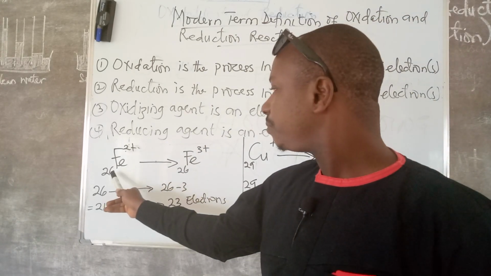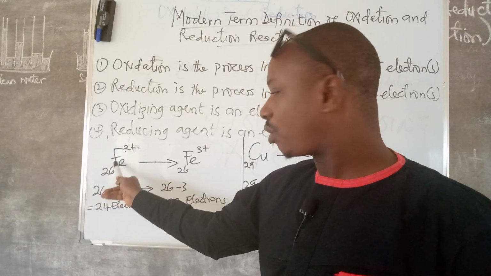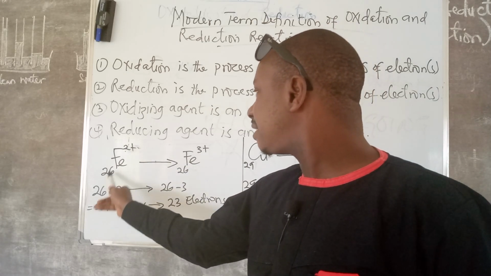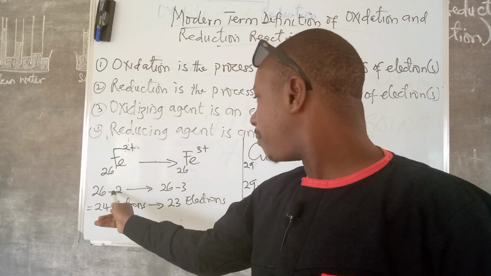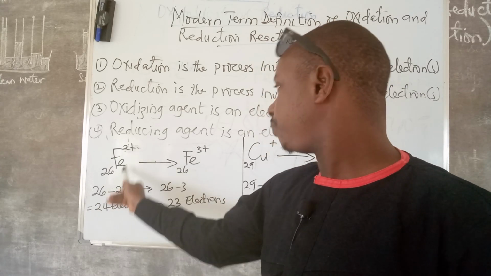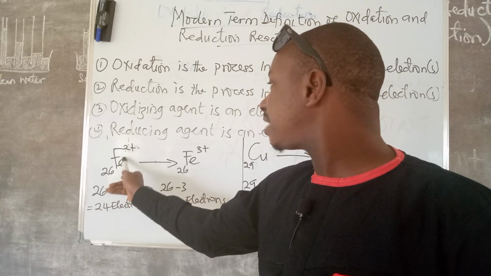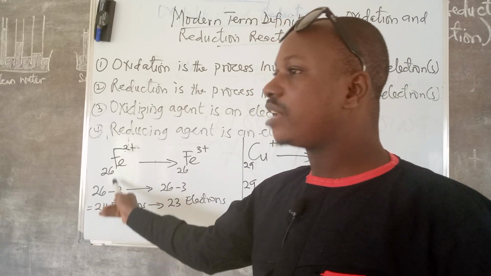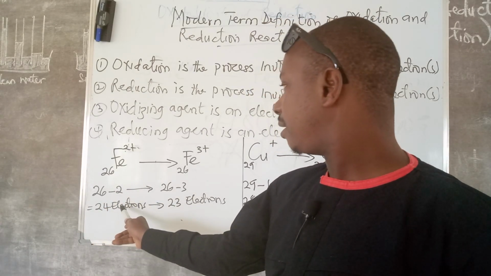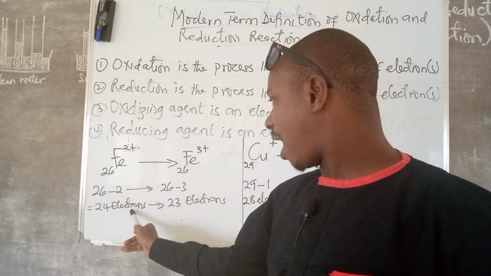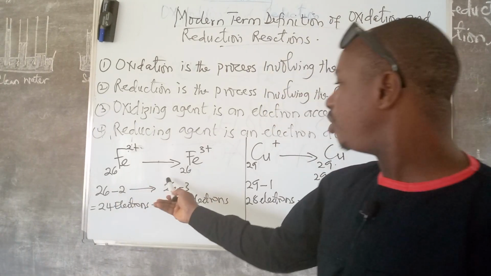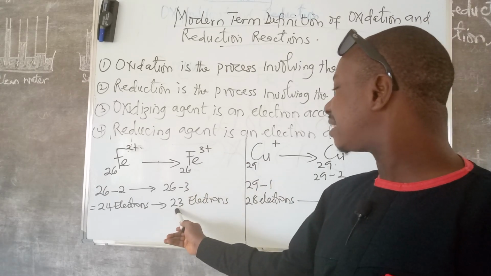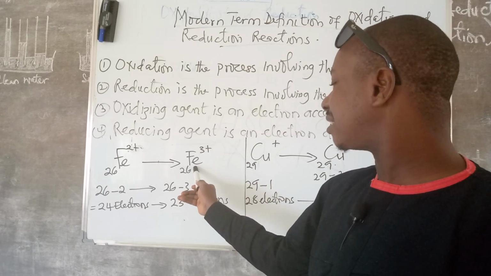So the iron ion having 26 electrons, in this plus 2 oxidation state, loses 2 electrons. So 26 electrons minus the 2 electrons it has lost, the electrons remaining for this iron 2 ion is 24 electrons. Now, going to the iron 3 ion, 26 electrons minus 3 is 23 electrons left.